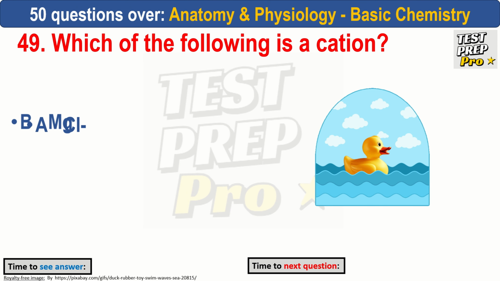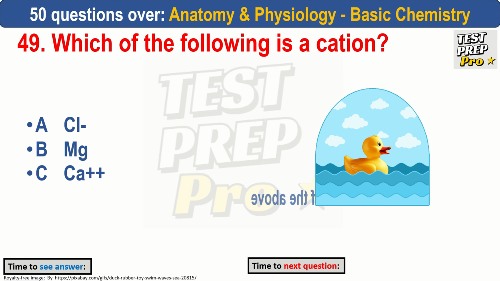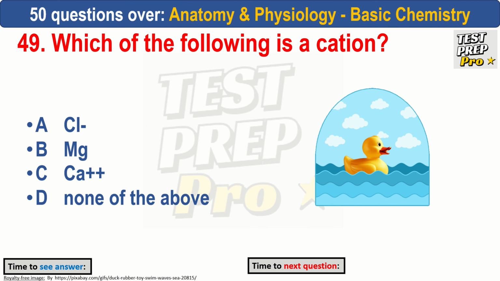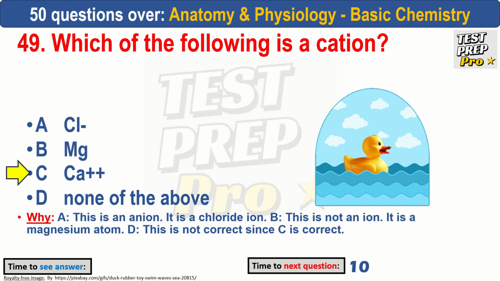Which of the following is a cation? Option A is Cl minus. Option B is Mg. Option C is Ca plus plus. And option D is none of the above. The answer is calcium ions, Ca++. The two pluses means it's a cation, it's lost electrons, it has a positive charge.